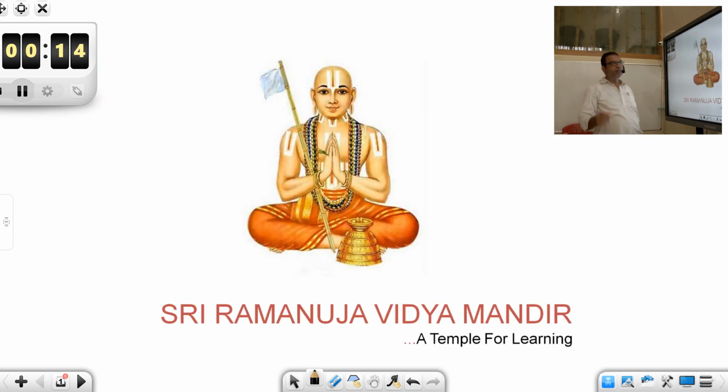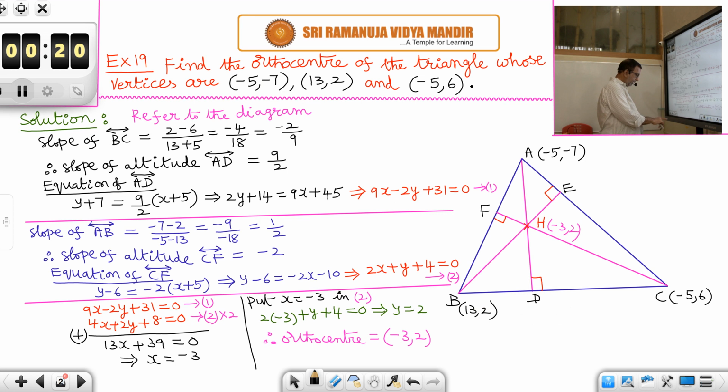Yesterday we have completed up to example number 18. So let us start from example number 19. Here the first problem is: three vertices of a triangle are given. We have to find the orthocenter. So please refer to the diagram. Three vertices I have marked.